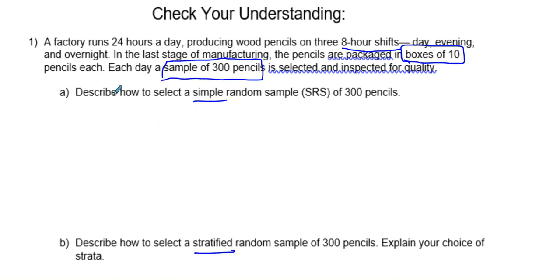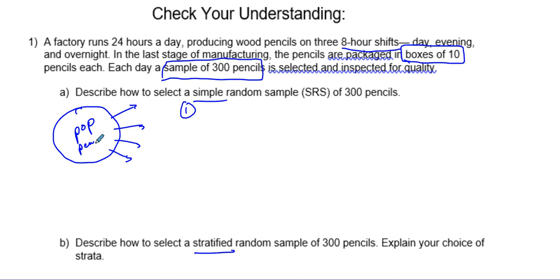So in order to do the first one, a simple random sample, we're going to be taking a population and taking values that have an equal chance of being selected. The population is actually our pencils on the day. What we need to do is label all the pencils from 1 to n, whatever that may be. Next, we want to randomly select these, so we're going to use a random number generator to select them.